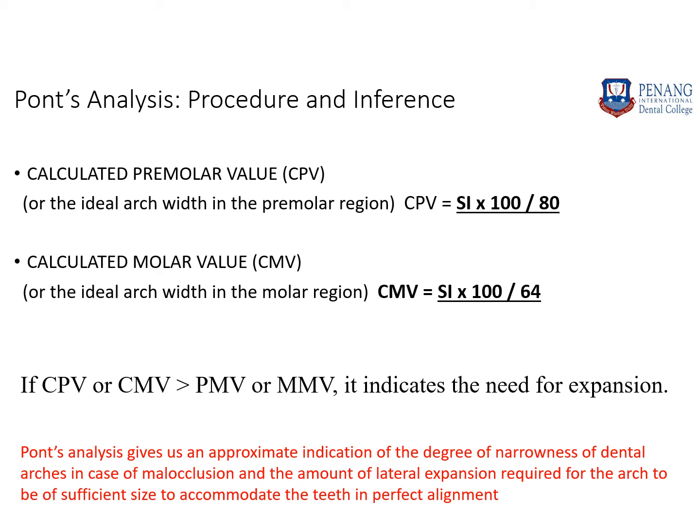So what is the inference? If CPV or CMV is more than PMV or MMV, that is, if the calculated value is more than the measured value, then it indicates the need for expansion. So if the calculated value is more than the measured value of the premolar and the molar region, it indicates the need for expansion.